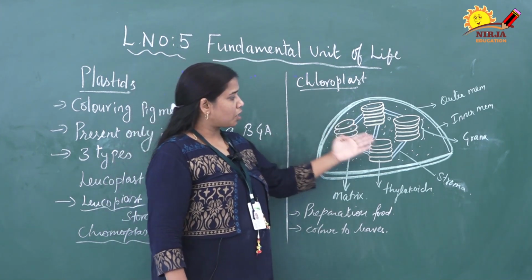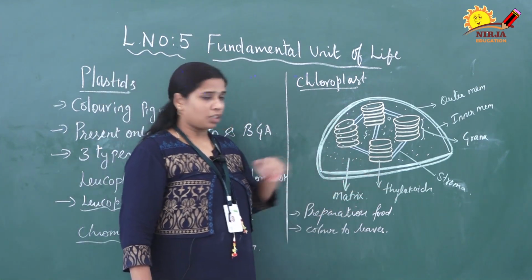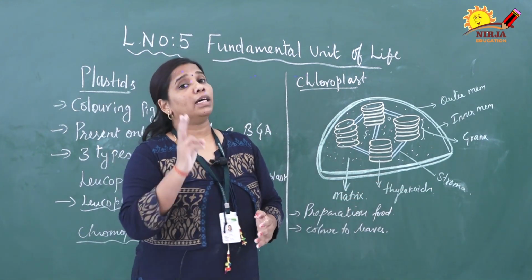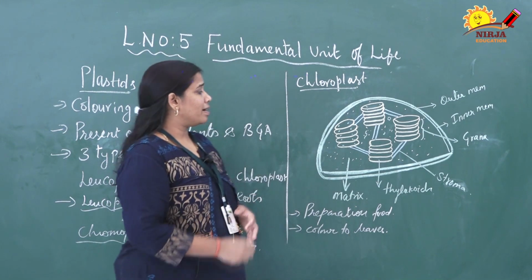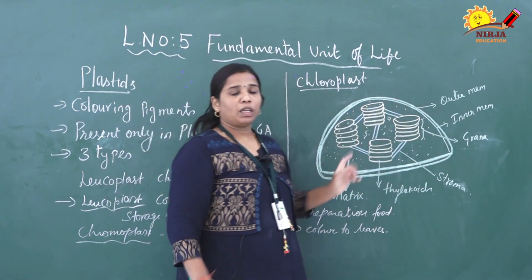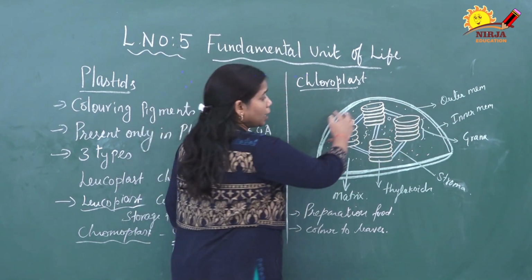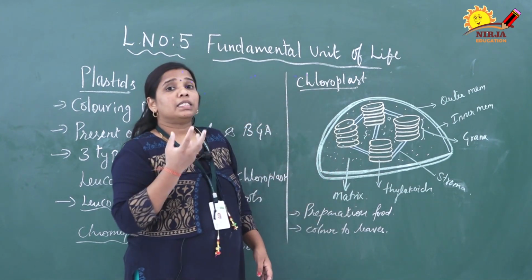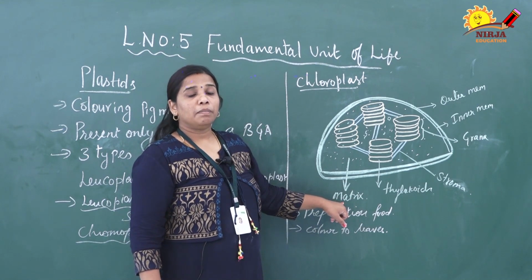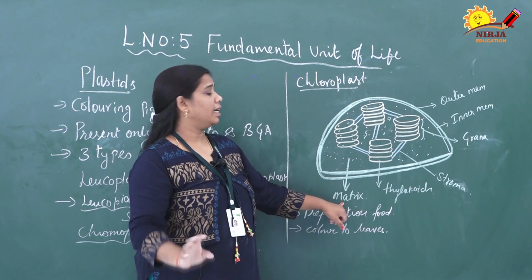Now this is the structure of the chloroplast under the electron microscope. As usual, the chloroplast is also covered by a membrane. There are two membranes covering the chloroplast, the outer membrane and the inner membrane. The inner membrane contains a dense semi-solid substance that is called the matrix. The matrix is a semi-solid substance present inside the inner membrane.